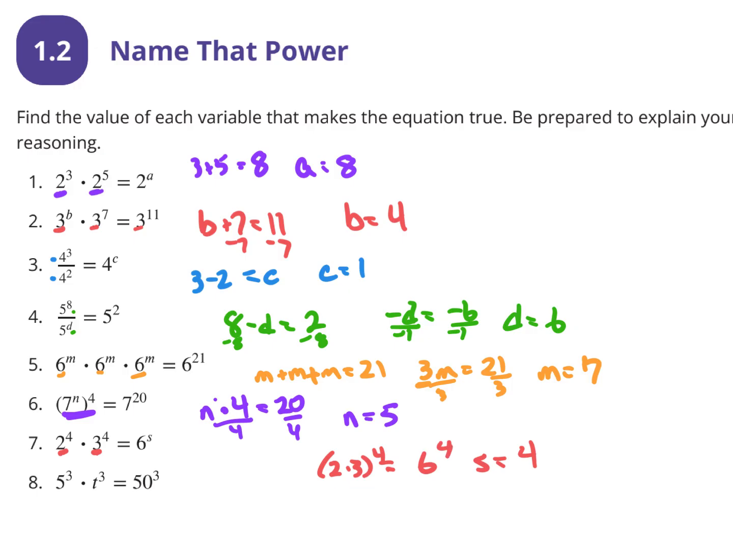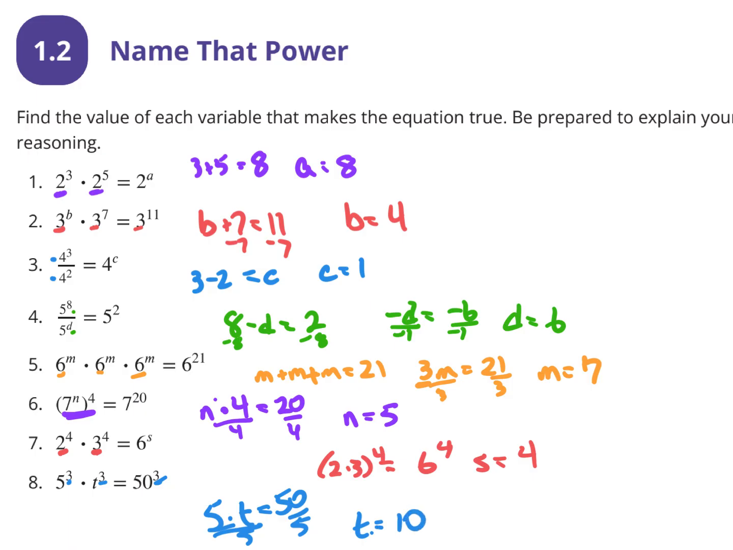And for the last one, we got the same exponent everywhere. So that's 5 times t equals 50. We divide by 5 on both sides, and t equals 10.